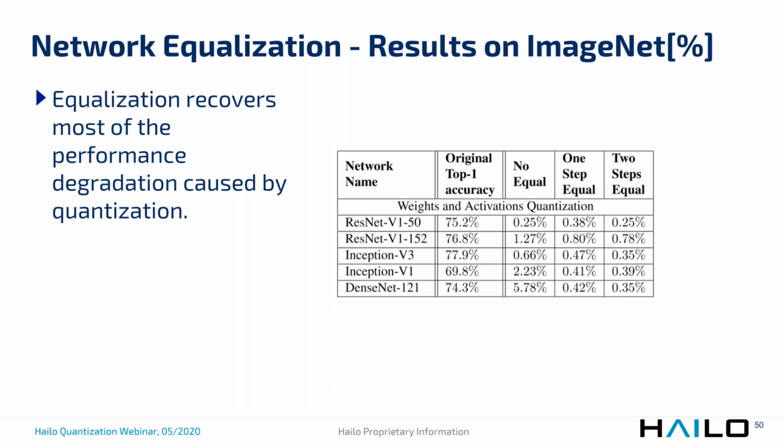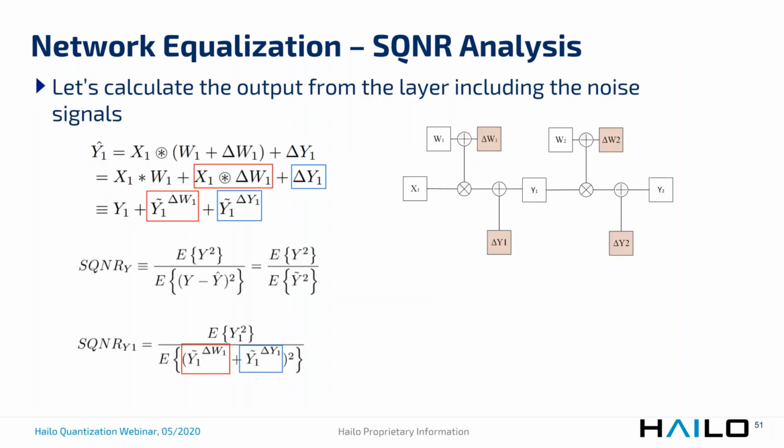Okay, so I just wanted to convince you that equalization works well, before diving into a more detailed analysis of what's happening to the SQNR. So it's a nice idea that equalization should work, but when we attenuate the weights of the second layer, maybe we're hurting something, so we need to look more closely at the SQNR.